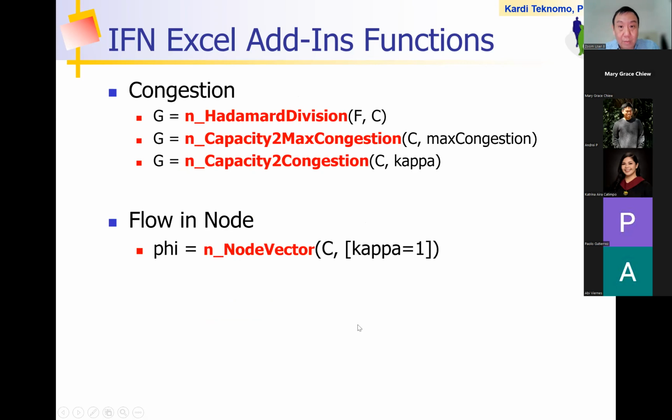Now, you can also get the congestion directly. There are several ways to do it. One is to calculate the flow divided by the capacity, but using Hadamard division, meaning that 0 divided by 0 is still 0. You can also go directly from capacity to maximum congestion. This is the capacity matrix that you put in, and then this is the scalar maximum congestion, for example 0.9. Or you can use capacity to congestion, again from capacity, but the difference is this is not congestion, this is kappa, the total flow that you set.